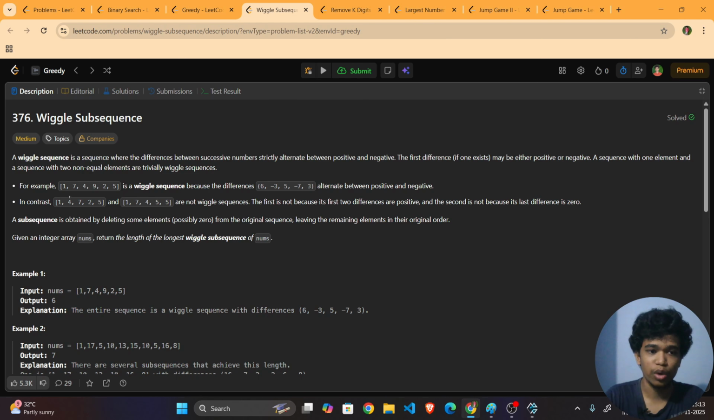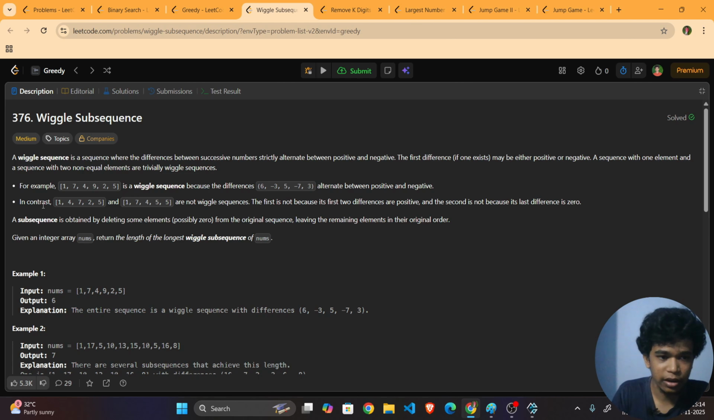For example, see here, 1 7 4 9 2 5 is a valid wiggle sequence because the difference between 1 and 7 is 6, right? 7 minus 1 is 6, 4 minus 7 is minus 3, 9 minus 4 is equal to 5, 2 minus 9 is equal to minus 7, and 5 minus 2 is equal to 3. So see here, one is positive, another one is negative, one is positive, another one is negative, like that. Here the start may be negative or positive, that's not the case. But once it has started, after that, everything should alternate.